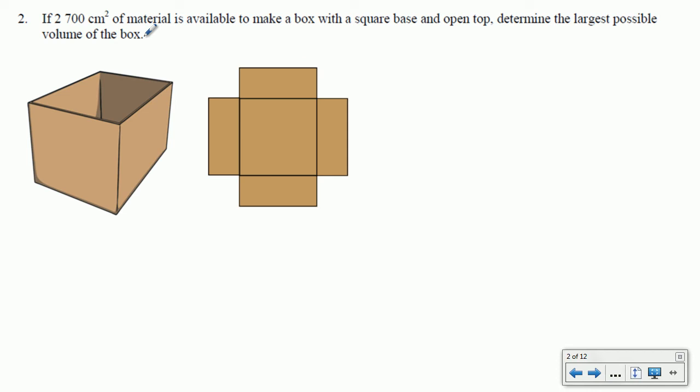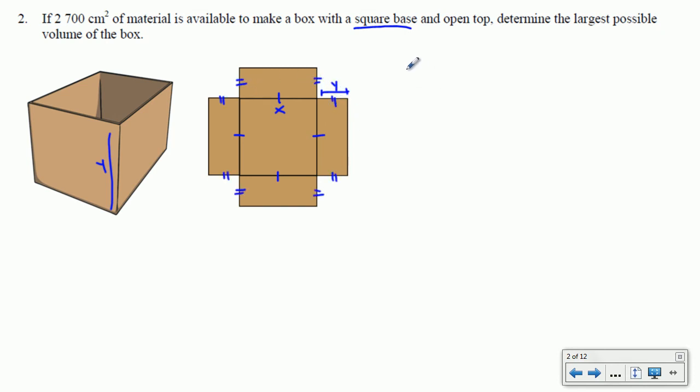In example number 2, we have 2,700 centimeters squared of material to make a box with a square base and an open top. We need to determine the largest volume of the box. So if we have a square base, that means these lengths are equal. We'll maybe call them x, and we need to figure out what the height is, so let's maybe call these y, and all of these should be equal length as well.